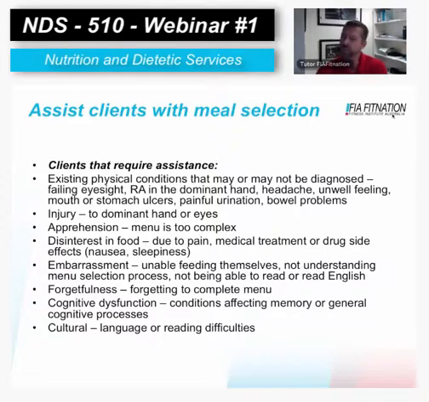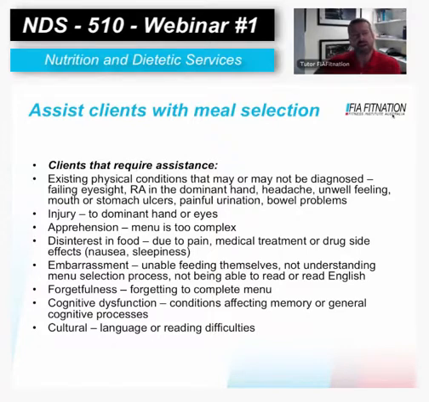People with headaches, people who are feeling unwell, or people with mouth or stomach ulcers, it actually makes the process of consuming food quite uncomfortable. Some people struggle with urination and they struggle with bowel problems, and again, that can affect the type of food that they eat, but also the quantity of liquid that they may want to consume because they want to minimize the amount of urination. So injuries to the dominant hand or eyes obviously can affect it, but also in terms of apprehension.